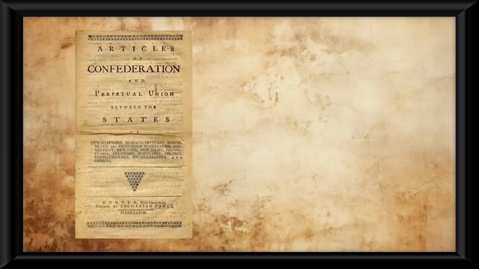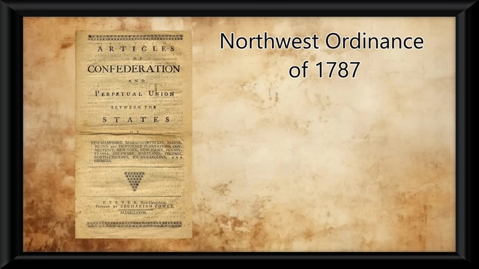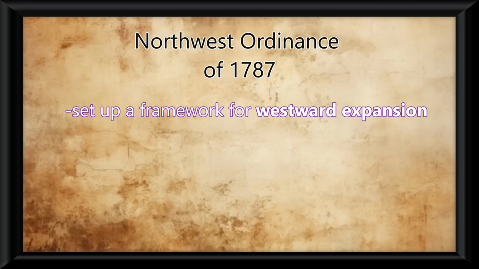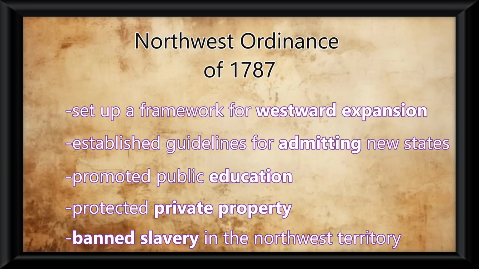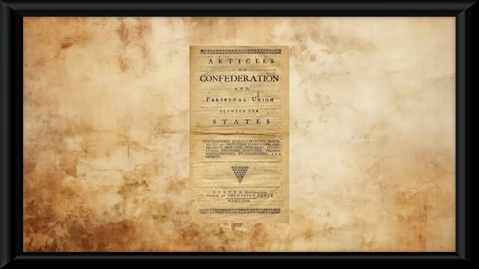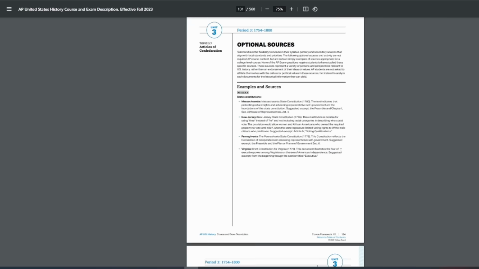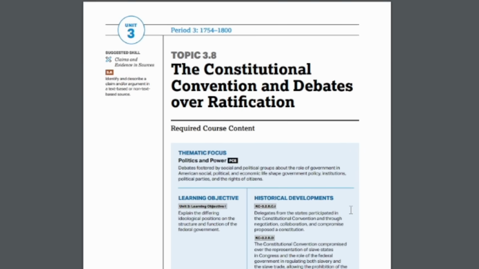It had no power to tax and was largely dependent on state cooperation. Despite its weaknesses, the Articles did achieve successes, such as the Northwest Ordinance of 1787, which set up a framework for westward expansion. It established guidelines for admitting new states, promoted public education, protected private property, and banned slavery in the Northwest Territory. But anyone could see that there was a glaring issue with these articles, and this would lead to our next topic on the Constitutional Convention.